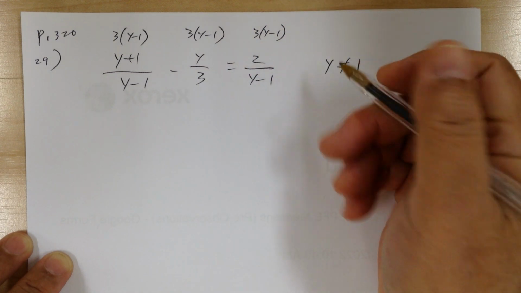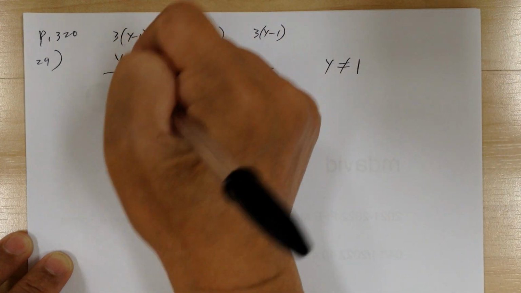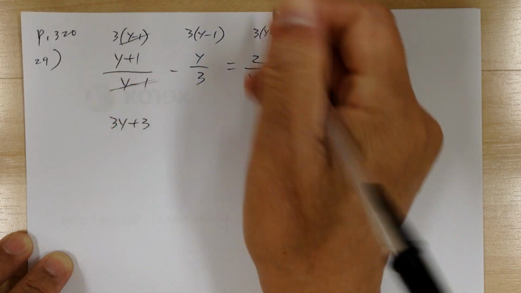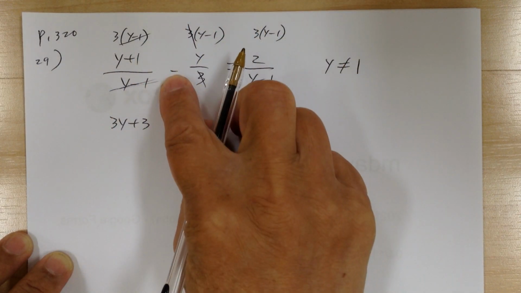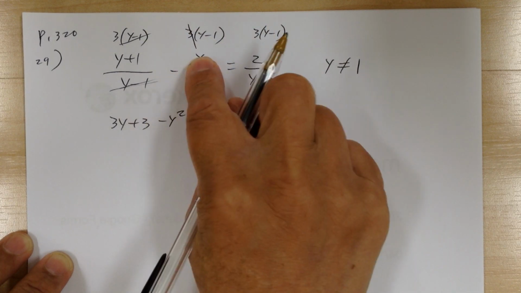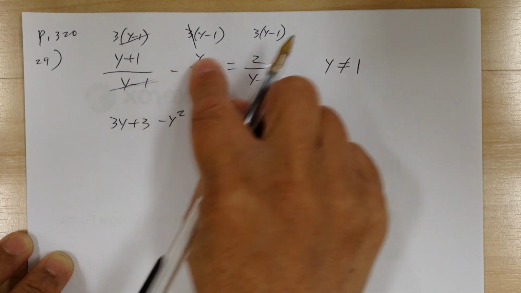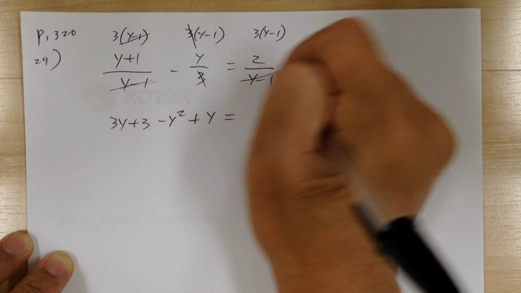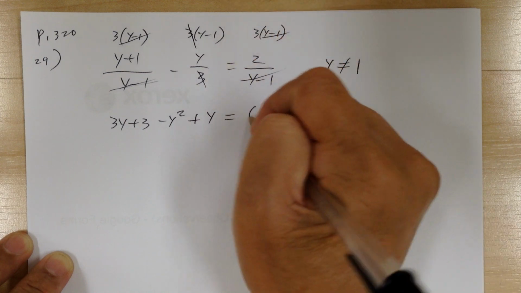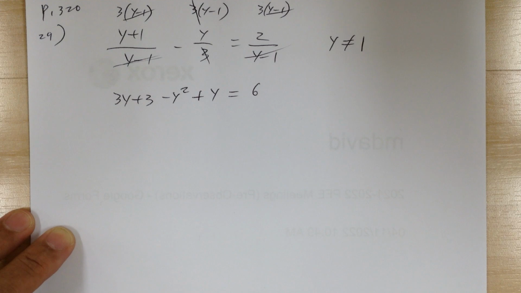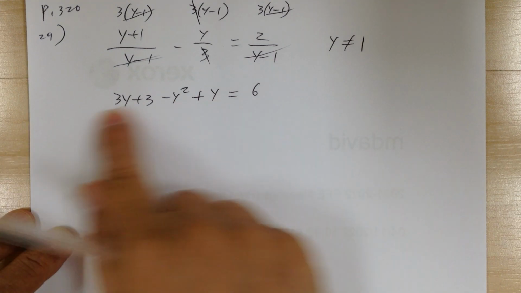You cut down a lot of careless mistakes. So this cancels out and you multiply, so you got 3y plus 3. This one you cancel. Now that's a negative y times that, so negative y times y is negative y squared. Negative y times negative 1 becomes plus y. And this cancels out. So 3 times 2 will be 6. Okay, let's move everything to this side.